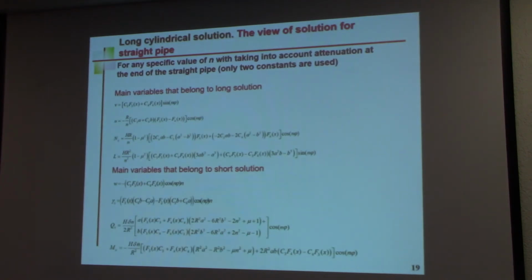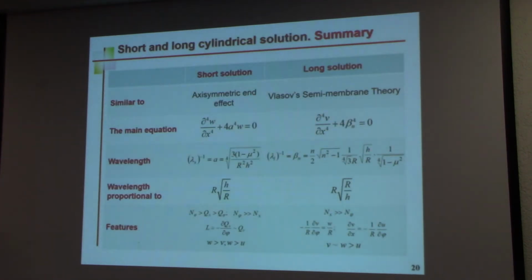Again, our main variables for our analysis, and here is some comparison between our solutions. I have simplified the main equations, and here is the comparison by wavelengths, by the main equations, by the force ranges. Again, the short solution is more similar to the axisymmetrical end effect, and the long solution is similar to Vlasov semi-membrane theory.